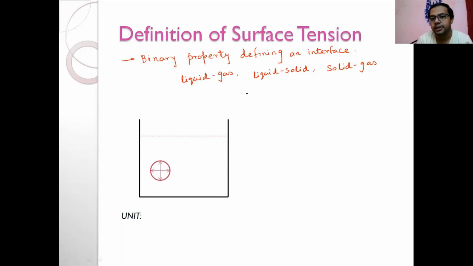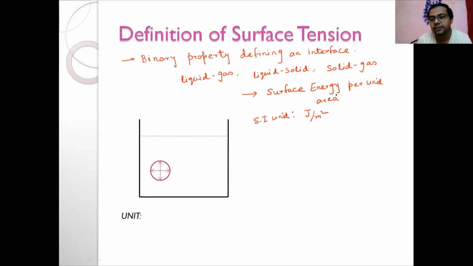Now the definition of surface tension. Very roughly, the surface energy per unit area is known as the surface tension or surface tension coefficient. So energy per unit area. If you are talking about the SI unit of surface tension, the energy unit is joule per meter square. That is the SI unit.